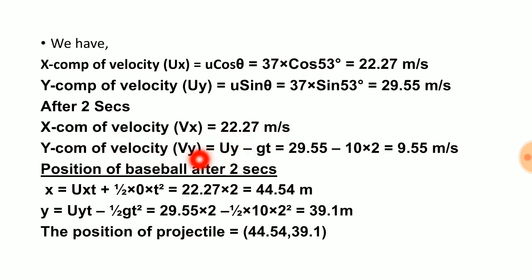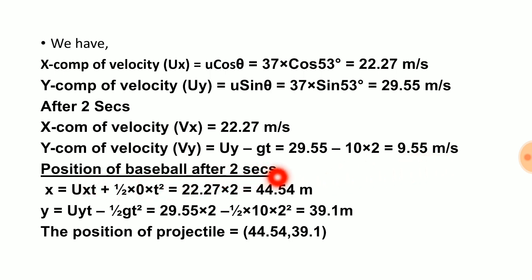The y component changes and the formula is v equals u plus at. Here a is minus g and t is as it is. Our u y is 29.55. By solving this we get the y component of velocity as 9.55 meter per second.